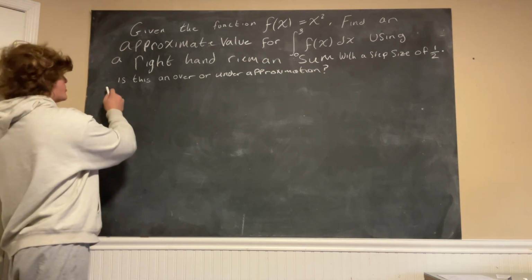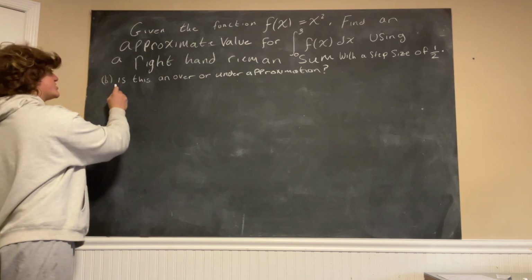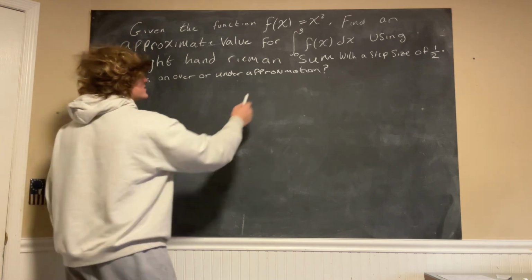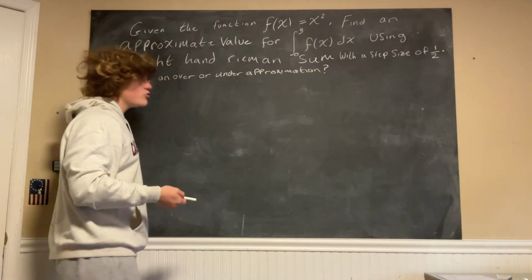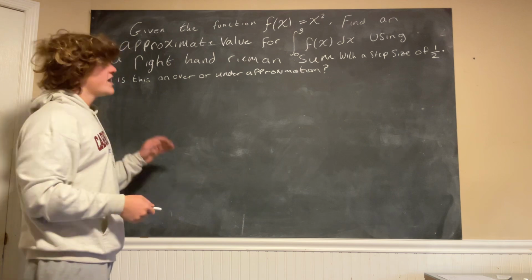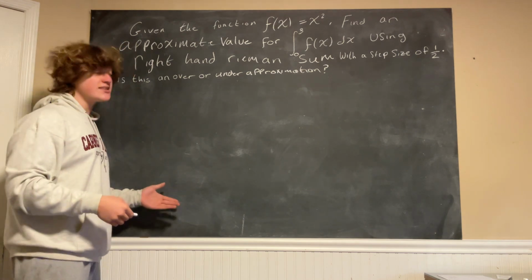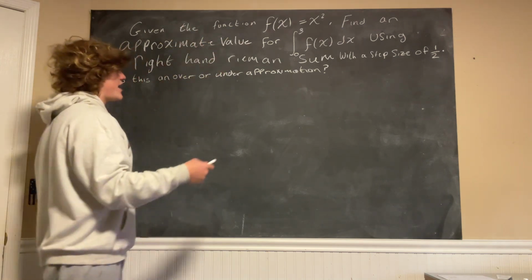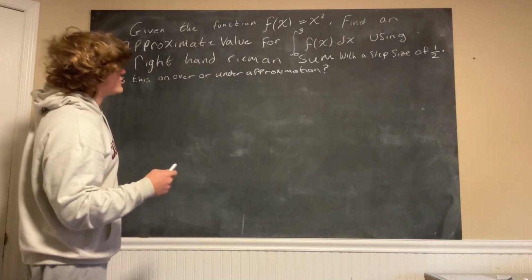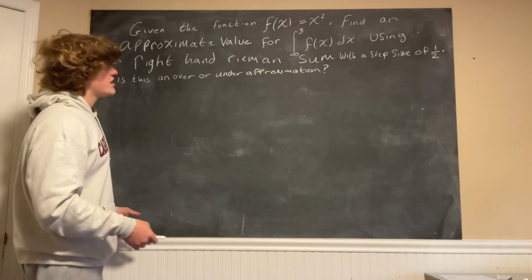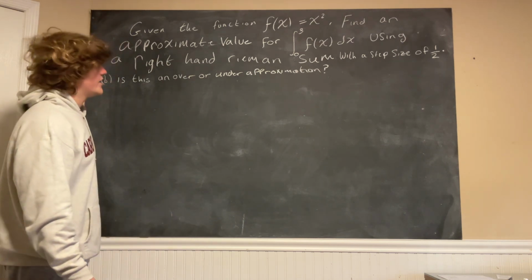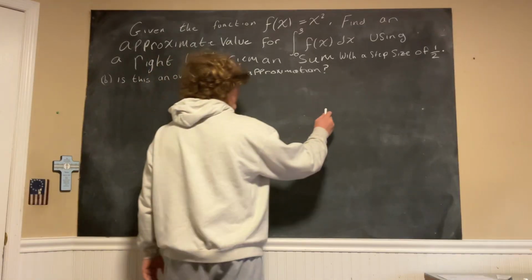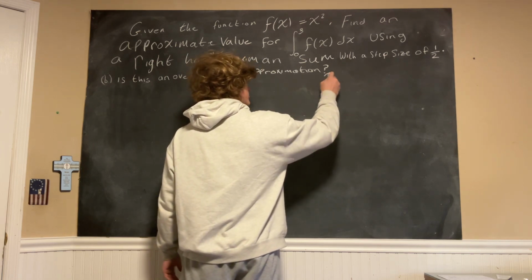Now, we have a separate question, which I will call part B, which is: is this an over or an under approximation? And we will not be finding this exact value, even though it is incredibly easy to do. We will be using the graph to interpret this, because on the AP exam, you may be given a question like this with a function that you cannot actually write out like that. So you might be given a function like e to the sine of x, which you cannot integrate properly.